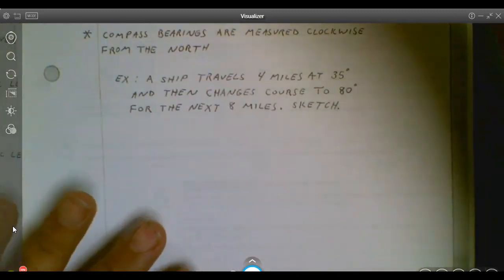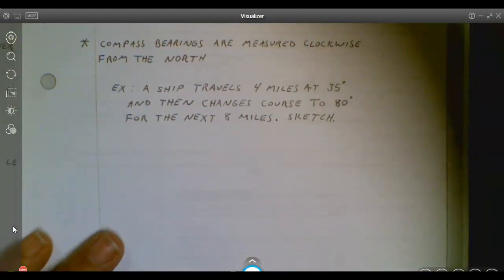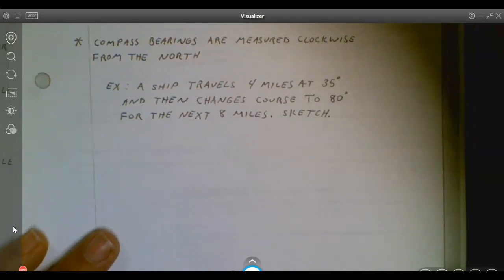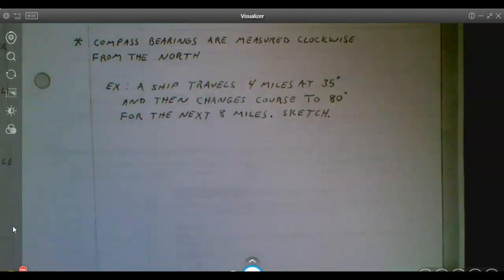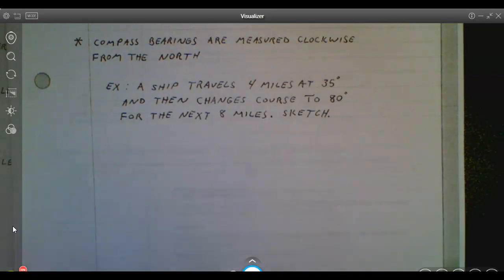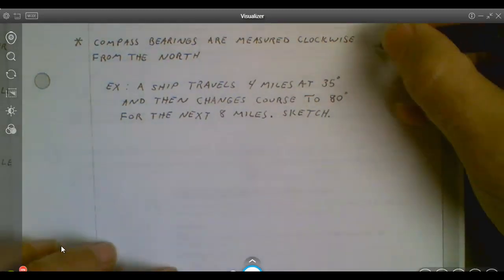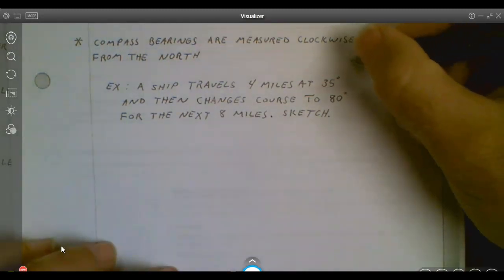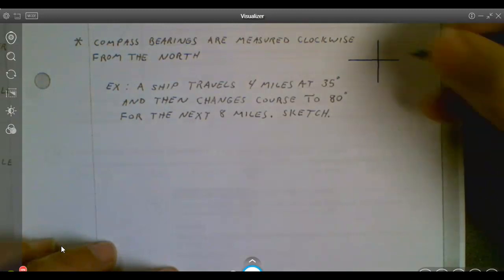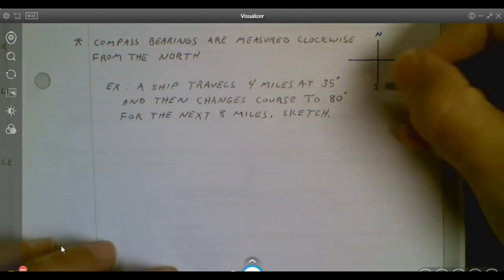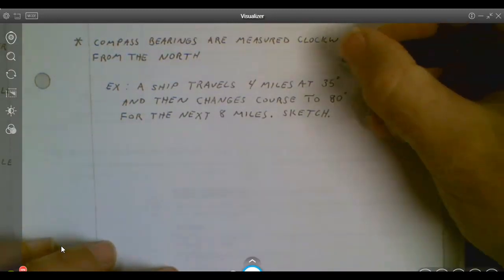Let me do one last problem with you. So we're going to look a little bit at bearings of travel here. So compass bearings are measured clockwise from the north. So here's kind of what's important about that. So if you think of your basic directions here, so I'm looking at north, south, east, and west.